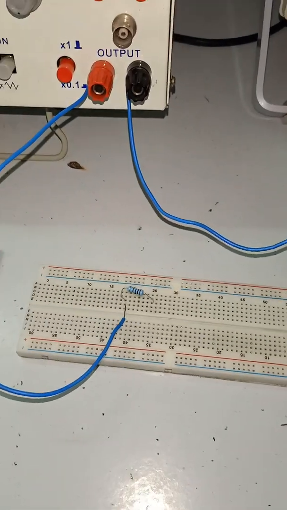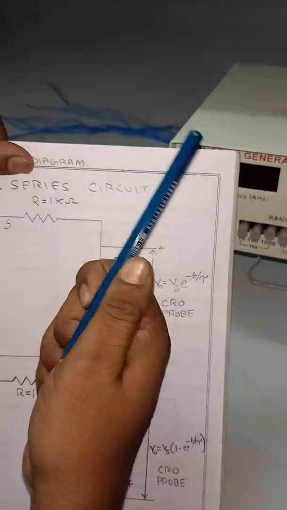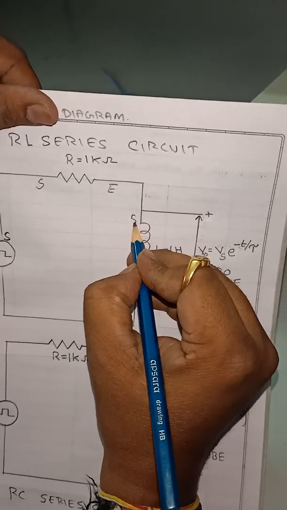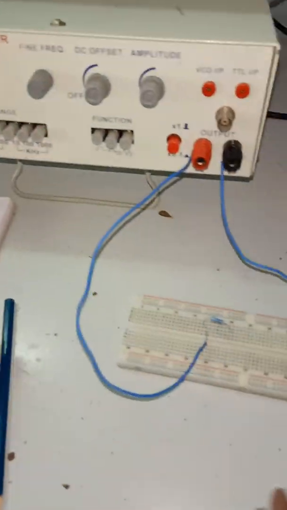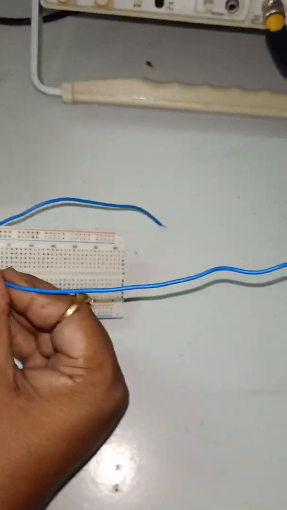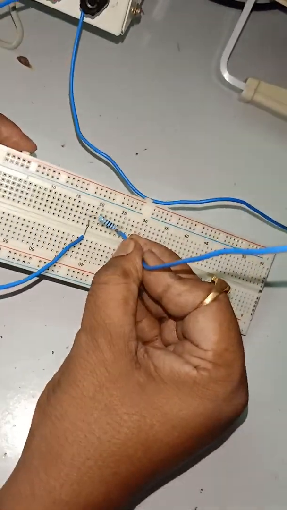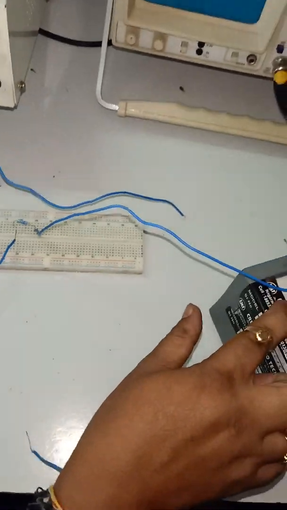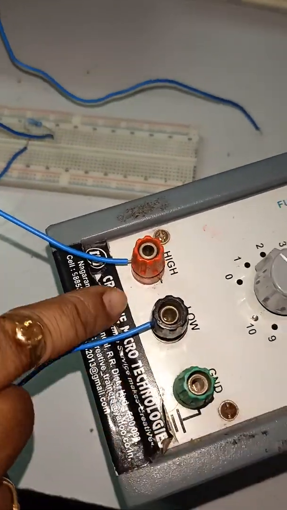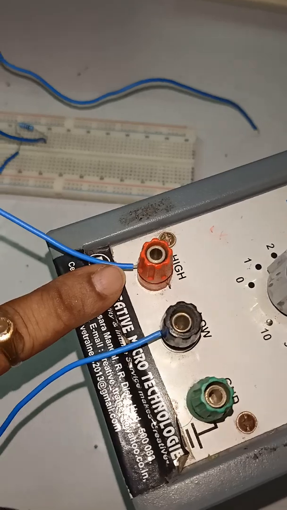Again, the end of the resistor must be connected to the starting of the inductor. Where is the end of the resistor? This is the end of the resistor. So the ending terminal of the resistor is connected to the starting terminal of the inductor. This is your DIB, decade inductance box. This is called the starting terminal of the inductor.